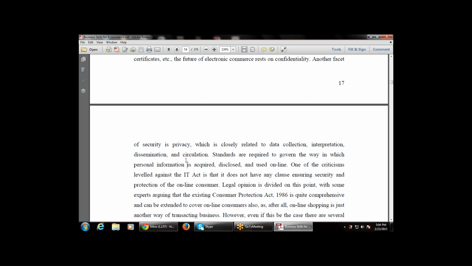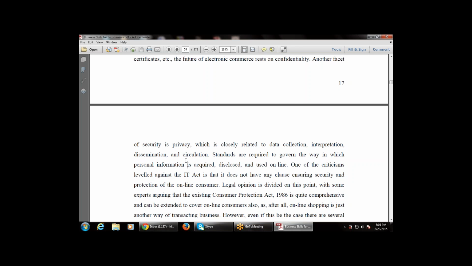One of the criticisms leveled against the IT Act is that it does not have any clause ensuring security and protection of online consumers. Legal opinion is divided on this point, with some experts arguing that the existing Consumer Protection Act 1986 is quite comprehensive and can be extended to cover online consumers also, as after all, online shopping is just another way of transacting business.